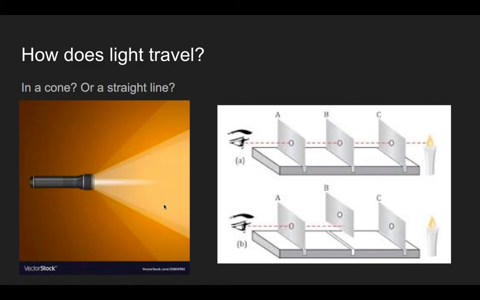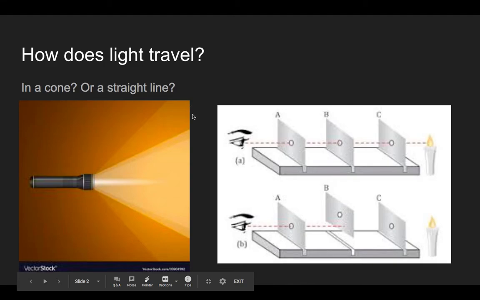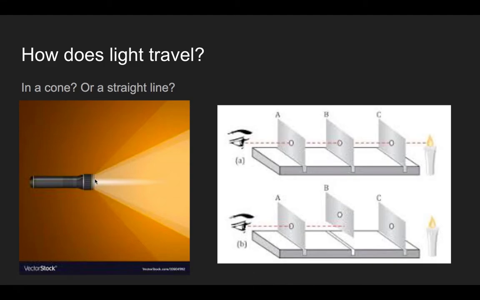But it turns out that this is actually flawed, because the flashlight is actually designed to spread out light, and it has this sort of cone shape at the beginning to send light out in that direction so that it lights up most of the things in front of you. The idea that light travels in this cone is actually pretty easy to disprove.